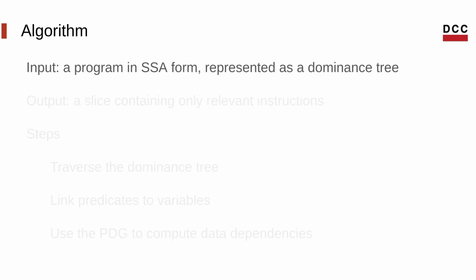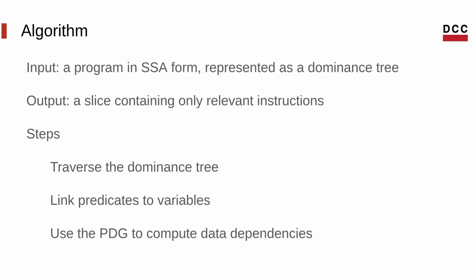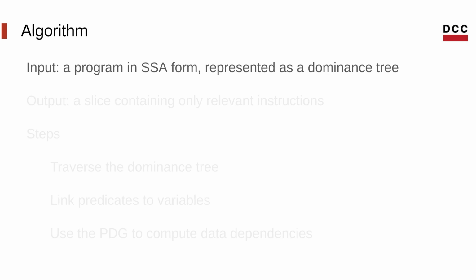Our algorithm takes a program in SSA form and related representations like the dominance tree as input. The output is a slice containing only relevant instructions. The algorithm works as follows. First, we traverse the program's dominance tree, then link predicates to variables, and finally use the program dependence graph to compute all data dependencies. Let's define some key terms and execute our algorithm.